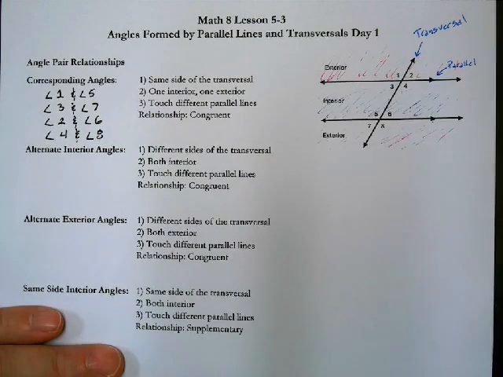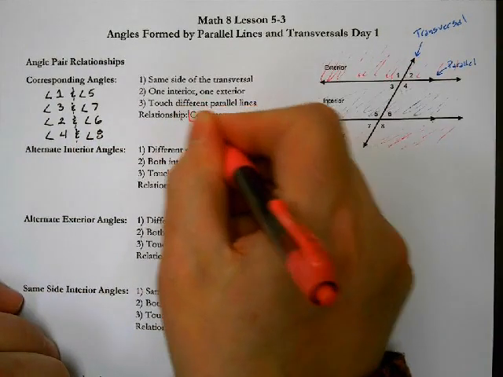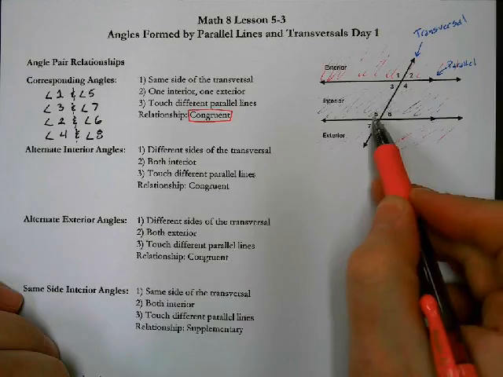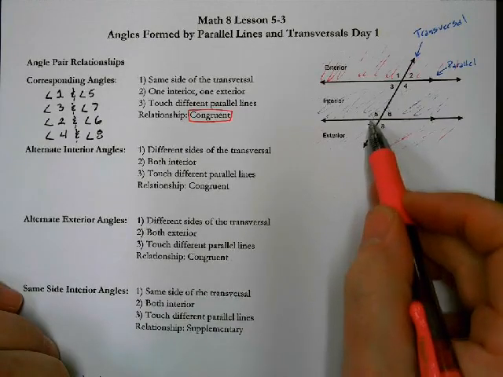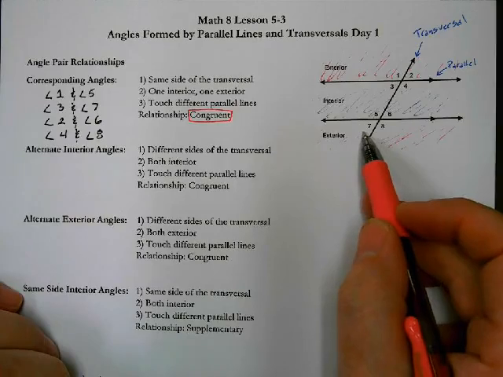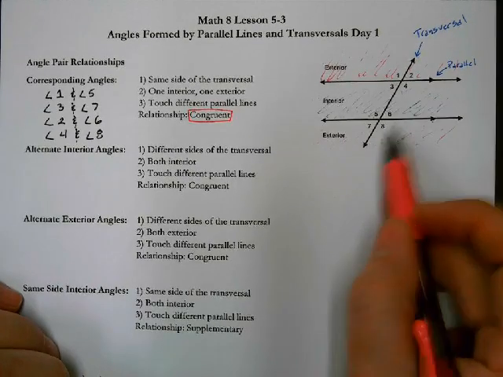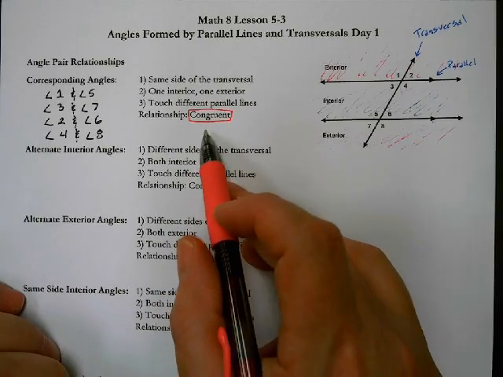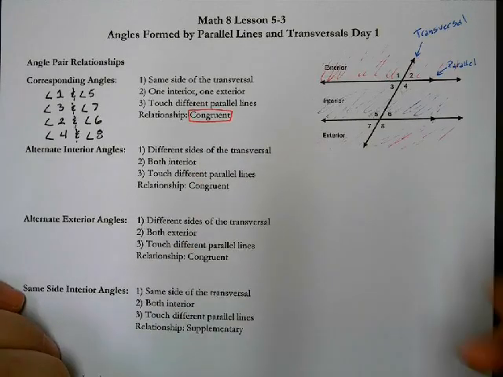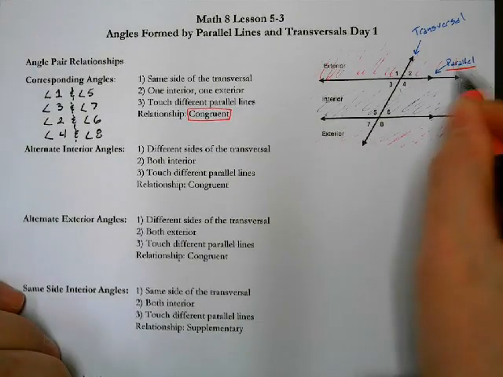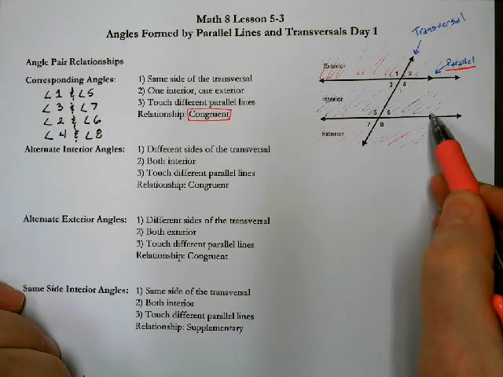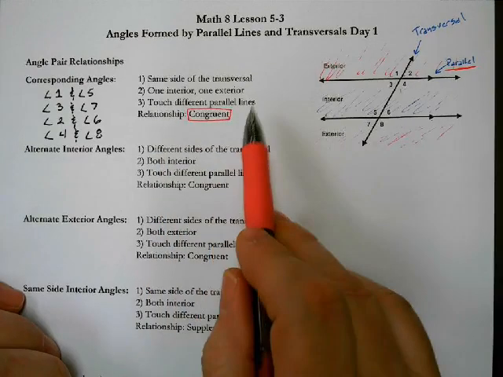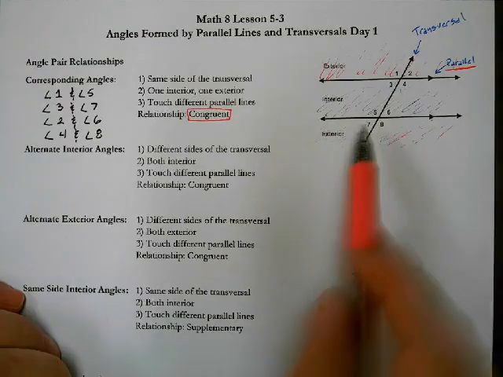Now the most important thing about these is not just what they are, it's their relationship. All of these angles are congruent. Angle 1 and angle 5 should have the same measurement. Angle 3 and 7 should have the same measurement. 2 and 6, same measurement. 4 and 8, same measurement, because they are congruent to each other. So corresponding angles are congruent. This actually only happens when the lines are parallel to each other. If you don't know that you have parallel lines, you cannot say for sure that they're congruent. So this rule only works when we have parallel lines with a transversal.